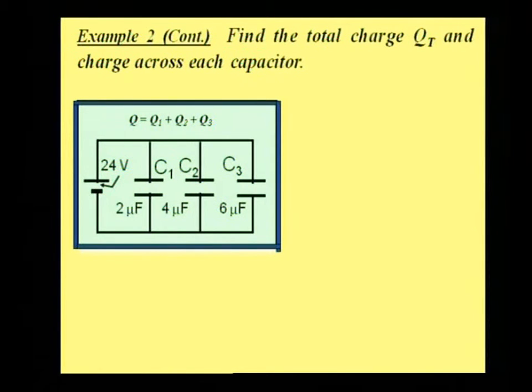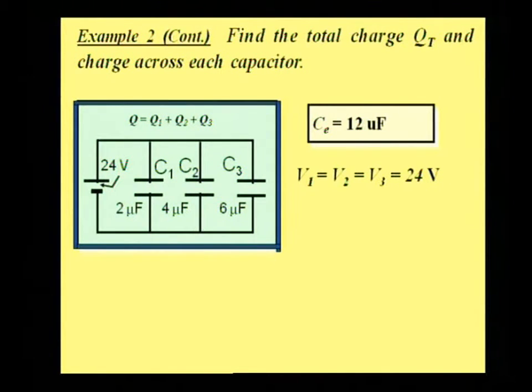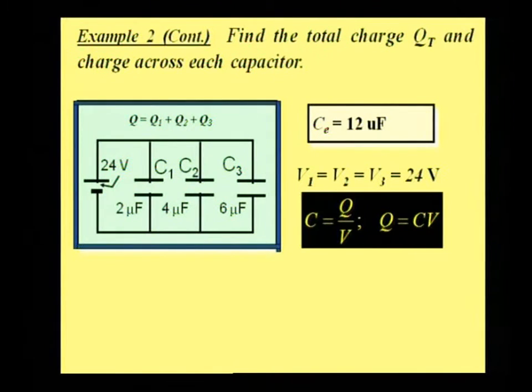Now to find the total charge across the capacitors, the charge is the summation of the charges on all the capacitors. So Q equals Q1 plus Q2 plus Q3. Now Q1 equals C1 into V, Q2 equals C2 into V, and Q3 equals C3 into V. Here V1 equals V2 equals V3 equals 24 volts. By using the equation C equals Q by V, or you can write Q equals CV.